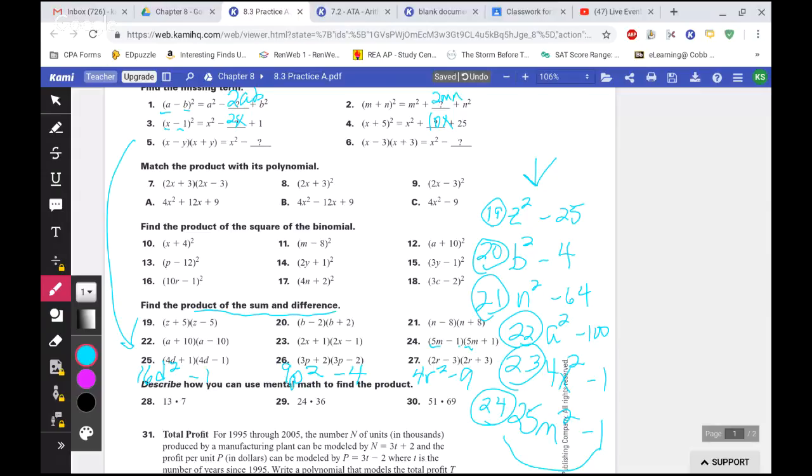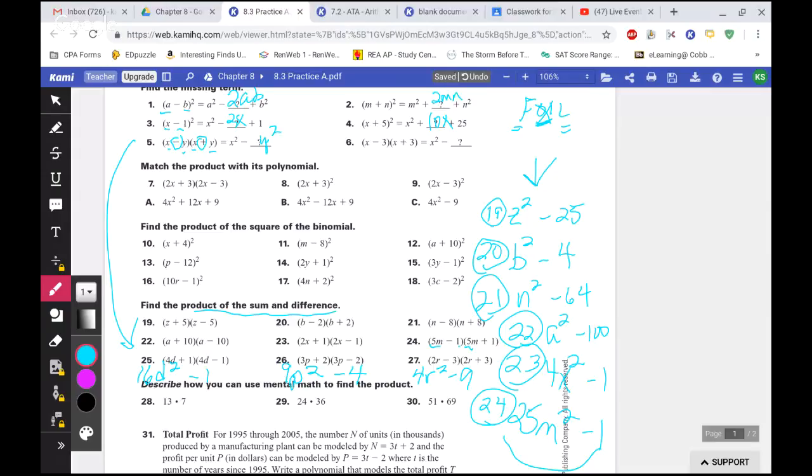So the first term in each of the binomials is the same, and the second term in each of the binomials is the same. The only difference is one is a minus and one is a plus. So that means in that FOIL thing that we do, this part right here is going to cancel out, leaving only the first and the last. So it's going to be x squared minus what's y, negative y times a positive y. Negative y squared. Good job, Eli.